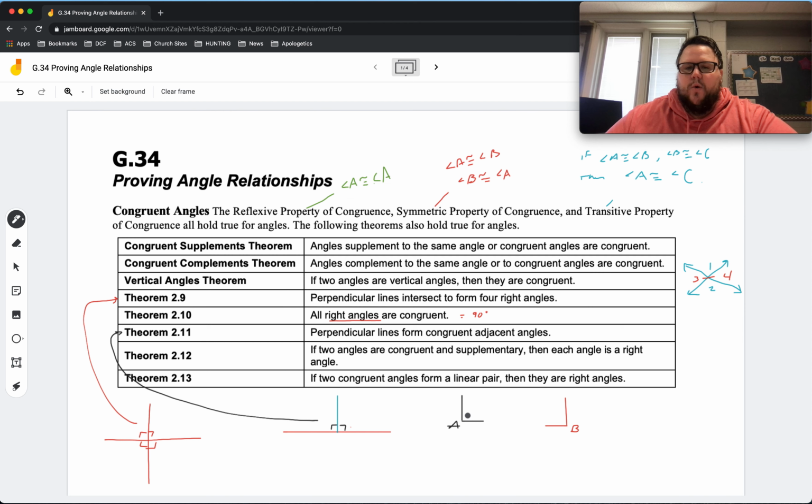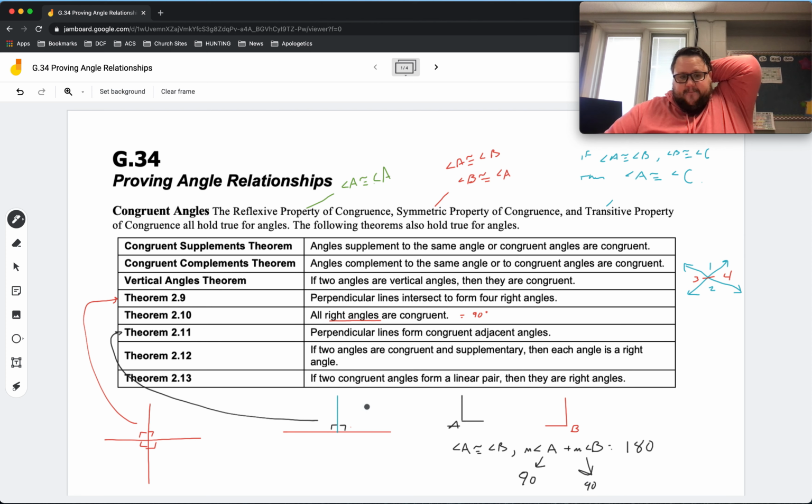So they're two congruent angles. What they're saying is angle A is congruent to angle B, and they're supplementary. That would mean the measure of angle A plus the measure of angle B would have to equal 180. The only way that can happen is if the measure of angle A is 90 degrees, because they're congruent, and the measure of angle B has to be 90 degrees as well.